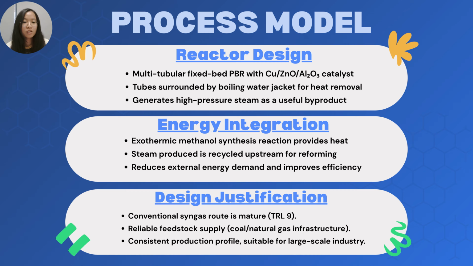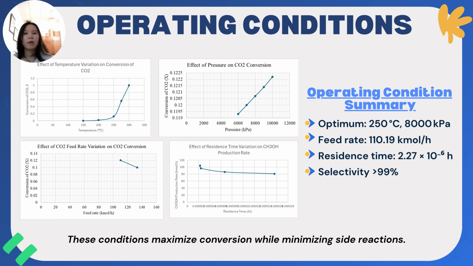The conventional syngas route is chosen because of its high level of technology maturity, currently sitting at TRL9. Based on the current global infrastructure of coal and natural gas, it provides a steady supply chain of syngas, thus acting as a reliable feedstock supply. This conventional approach produces a consistent production profile and is suitable for large-scale industry.